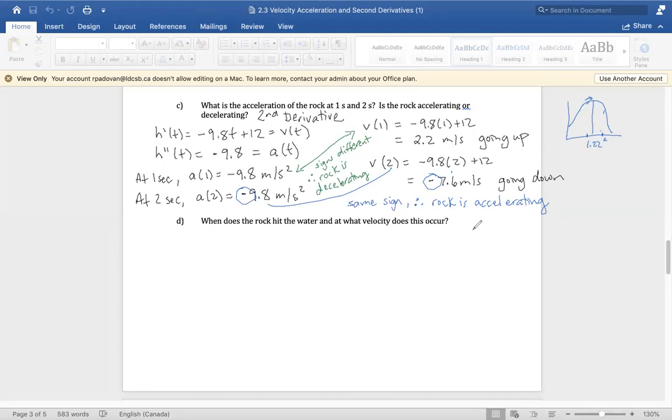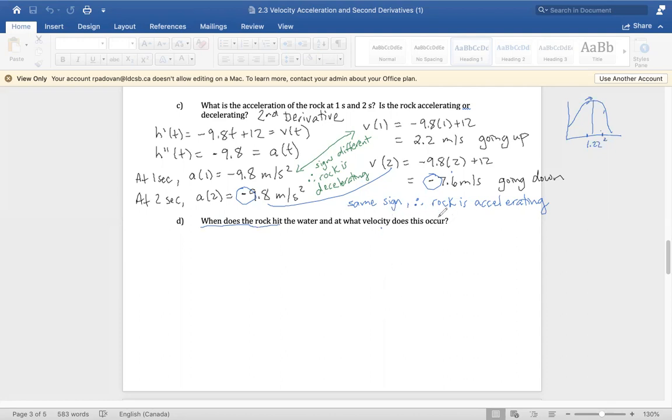So let's look at D. When does the rock hit the water? And at what velocity does this occur? So basically, this could have been a grade 10 question, right? When does the rock hit the water? The new part is, what is basically the speed of the rock? What's the velocity of the rock when this occurs?